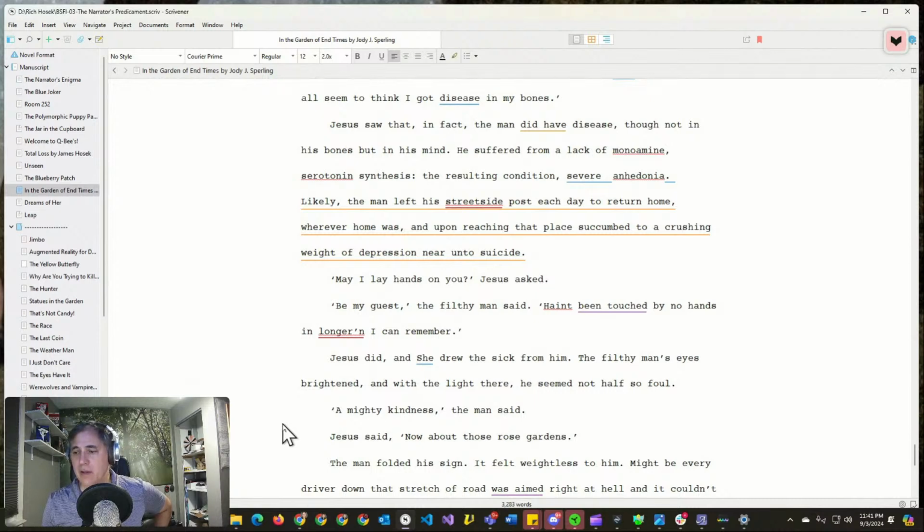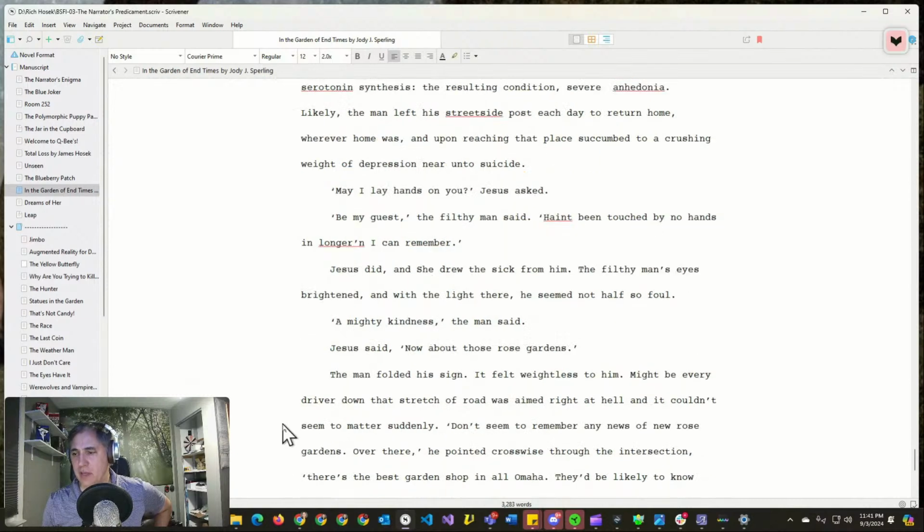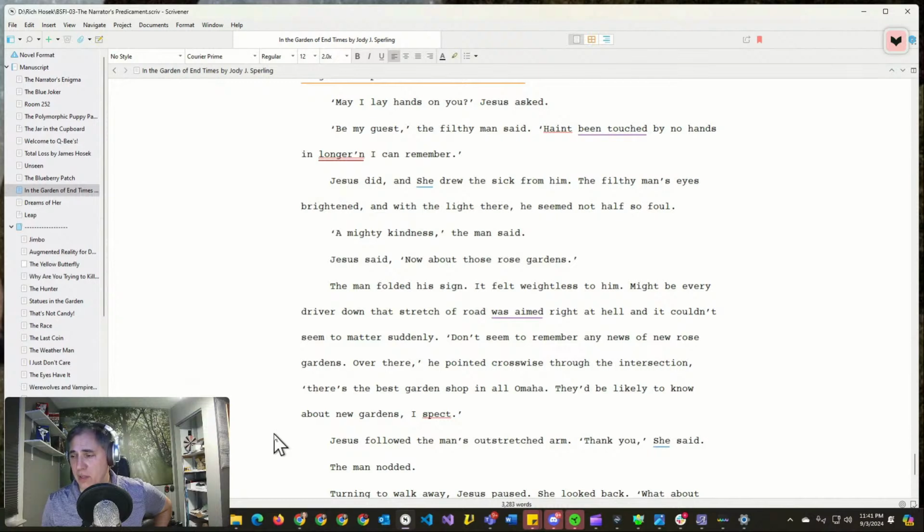Jesus said, "Now, about those rose gardens." The man folded his sign. It felt weightless to him. Might be every driver down that stretch of road was aimed right at hell, and it couldn't seem to matter suddenly. "Don't seem to remember any news of any new rose gardens. Over there," he pointed crosswise through the intersection, "there's the best garden shop in all Omaha. They'd be likely to know about new gardens, I expect."